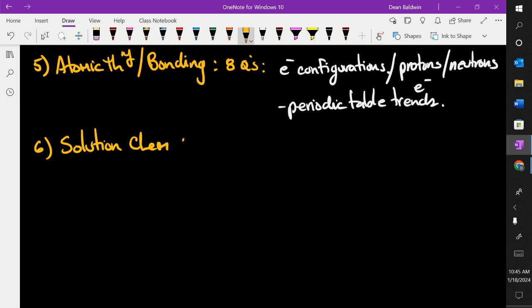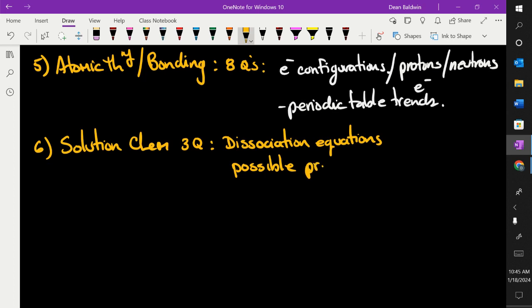Then there's solution chemistry. There are only 3 questions on that. This is the dissociation equations, and the net ionic equations, like when you produce a precipitate and things like that, and how to predict precipitates. I'm going to say that slowly. Dissociation equations. I'll go over this stuff. Possible precipitates.